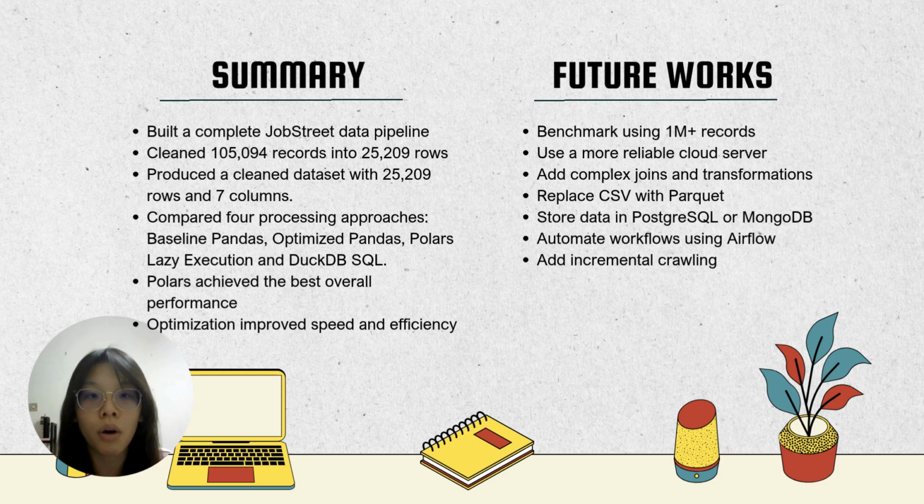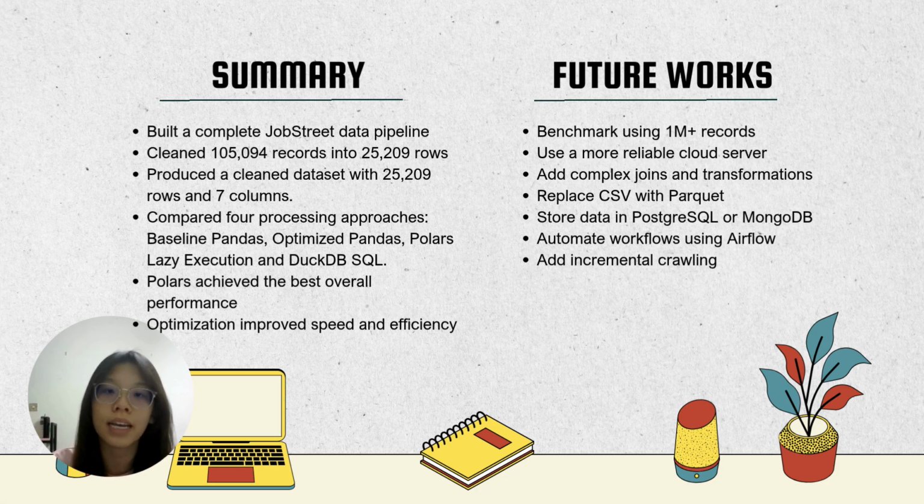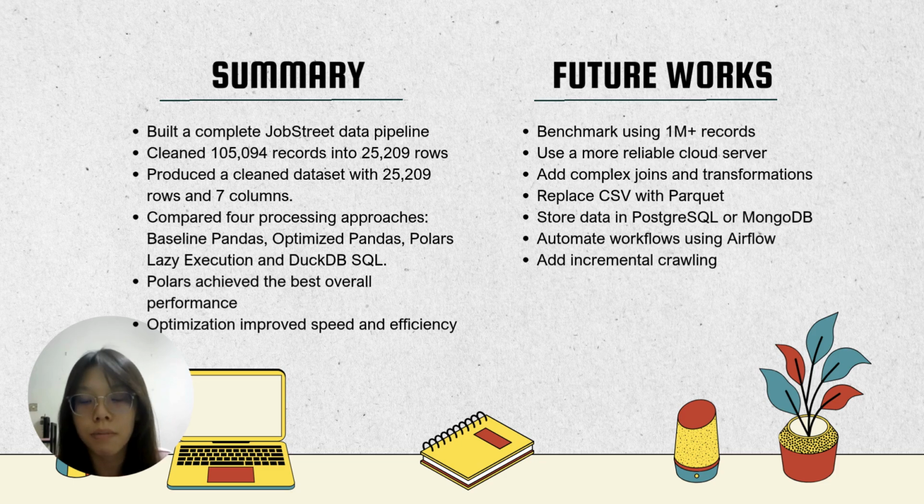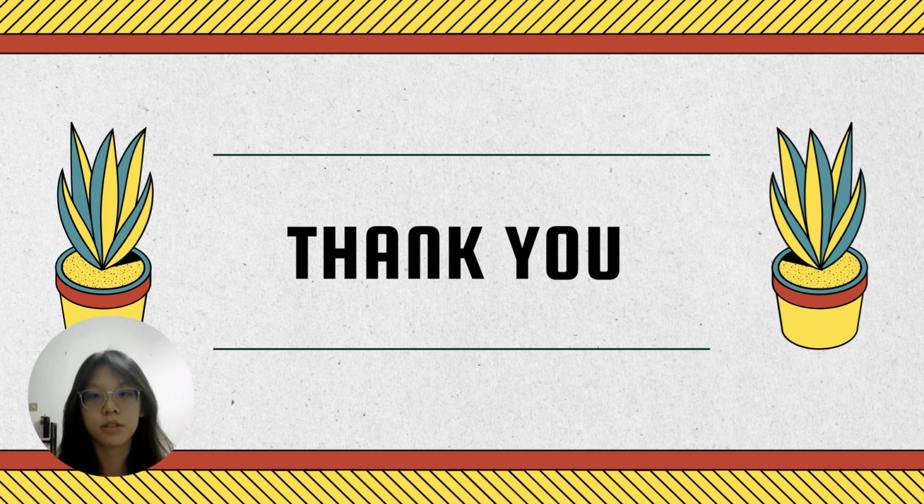After that, a more reliable cloud server could also be used to obtain more consistent benchmark results. The system could be further improved by adding complex joins and transformations, and replacing the CSV format with Parquet, which is better, and storing data in PostgreSQL or MongoDB. We can also automate the workflows using Apache Airflow, and implement incremental crawling to collect newly updated job listings. So that's all from our group.